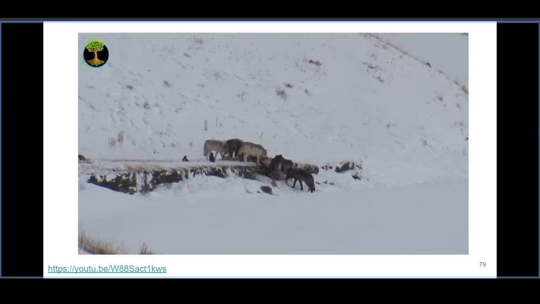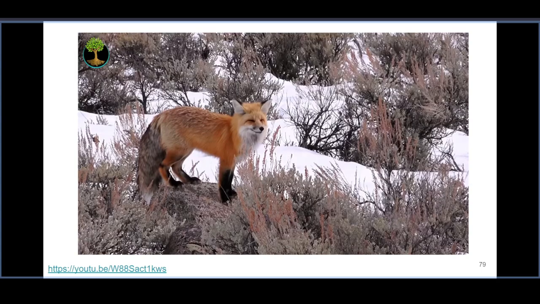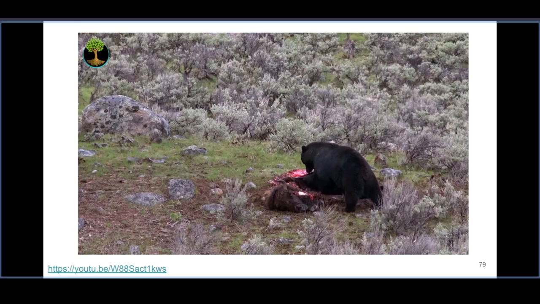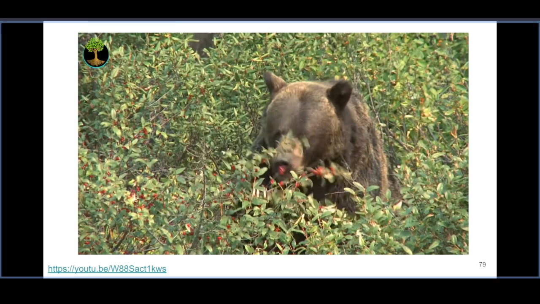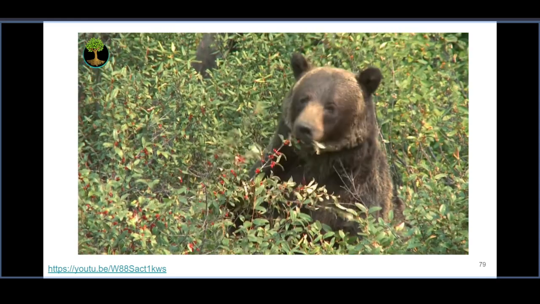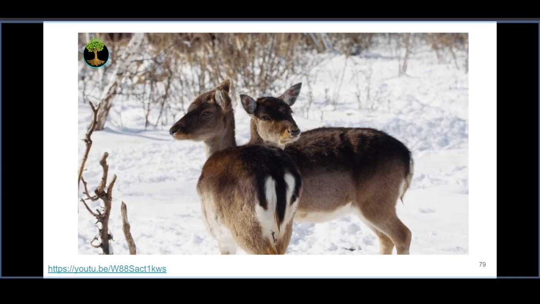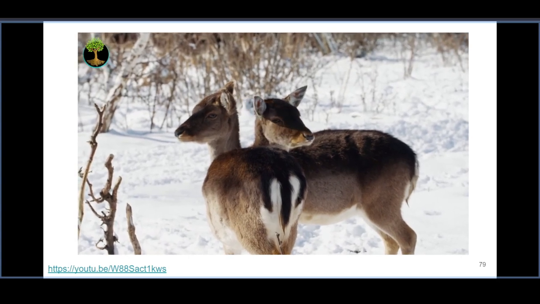And as a result of that, the number of rabbits and mice began to rise, which meant more hawks, more weasels, more foxes, more badgers. Ravens and bald eagles came down to feed on the carrion that the wolves had left. Bears fed in it too, and their population began to rise as well, partly also because there were more berries growing on the regenerating shrubs. And the bears reinforced the impact of the wolves by killing some of the calves of the deer.